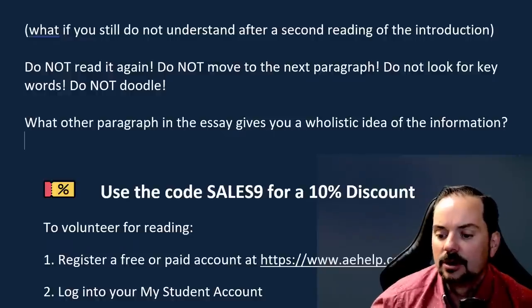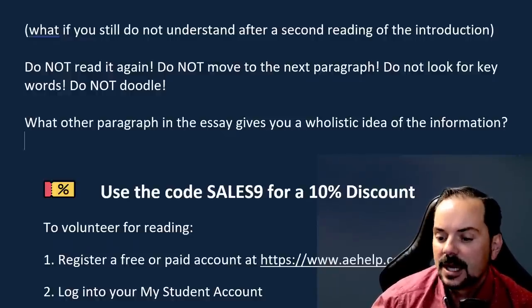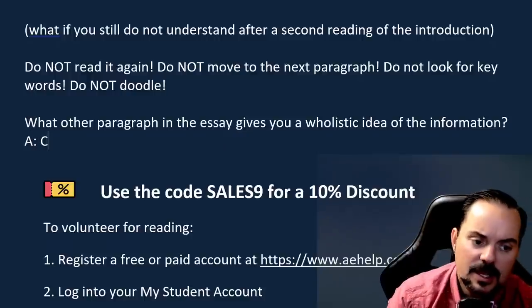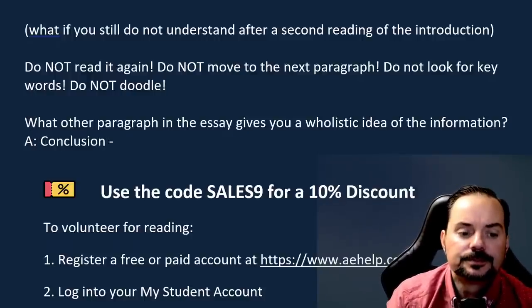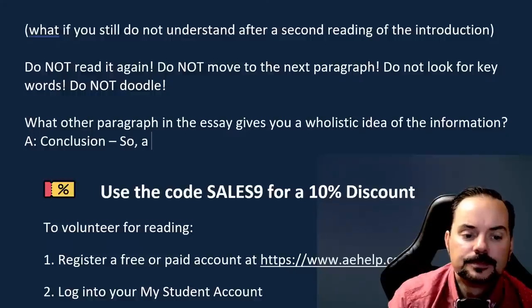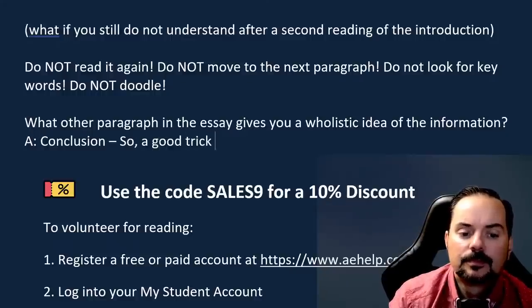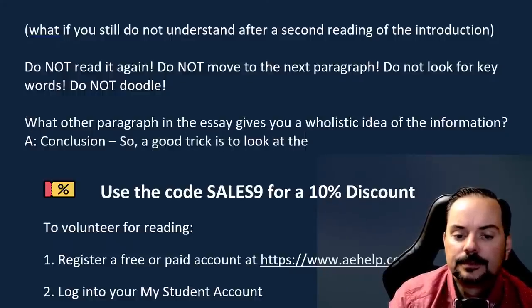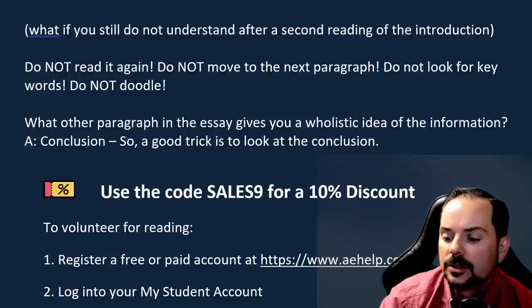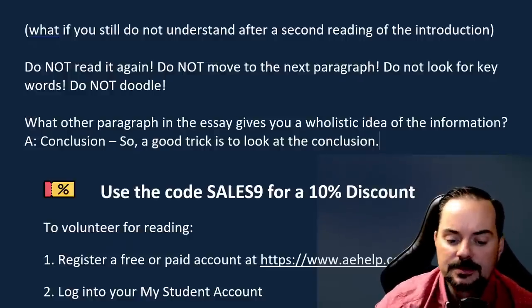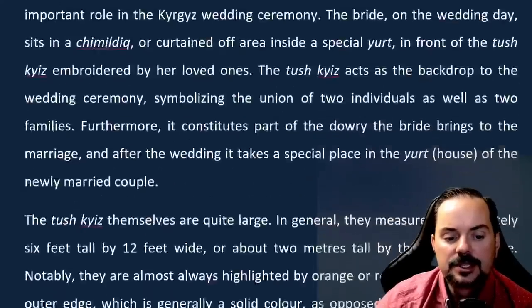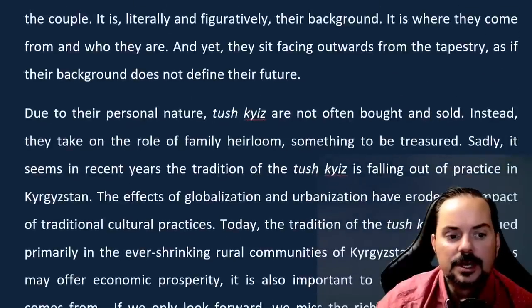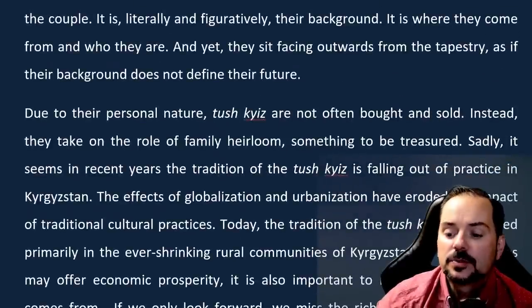There we go. The conclusion, right? Absolutely. Answer, conclusion. So a good trick is to look at the conclusion, right? Absolutely. You might get some clarity there. So let's do that. Let's jump to the conclusion. Okay, here's the conclusion. Let's read it.